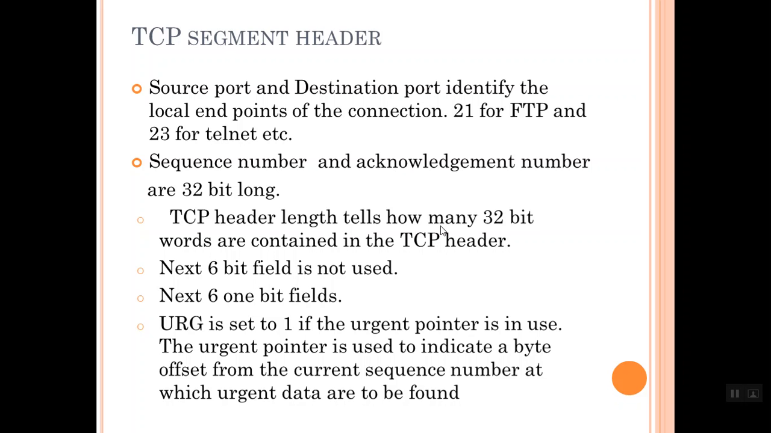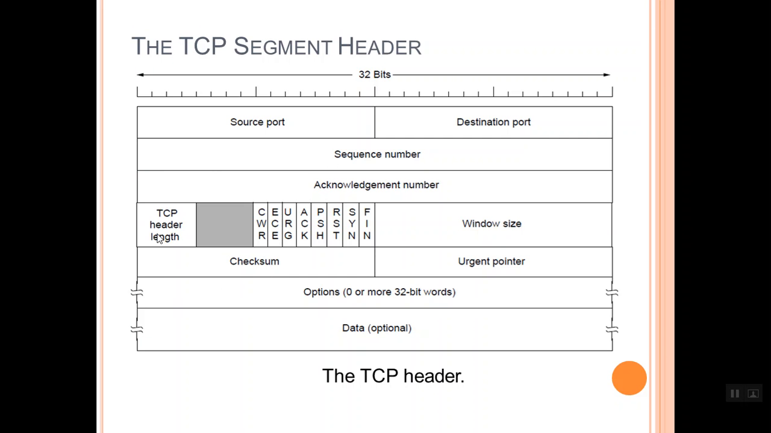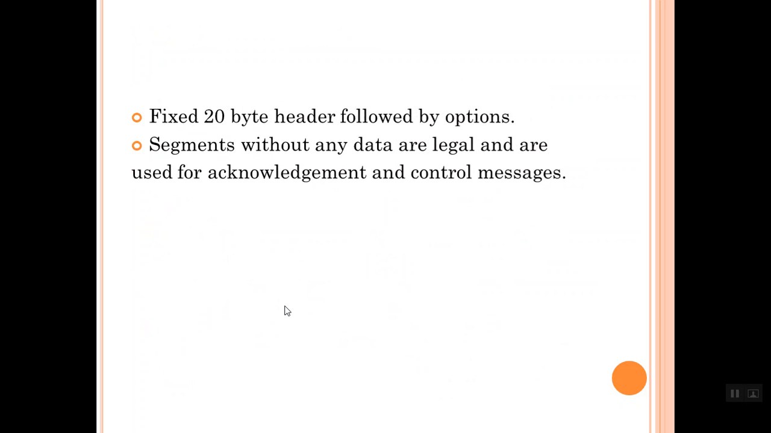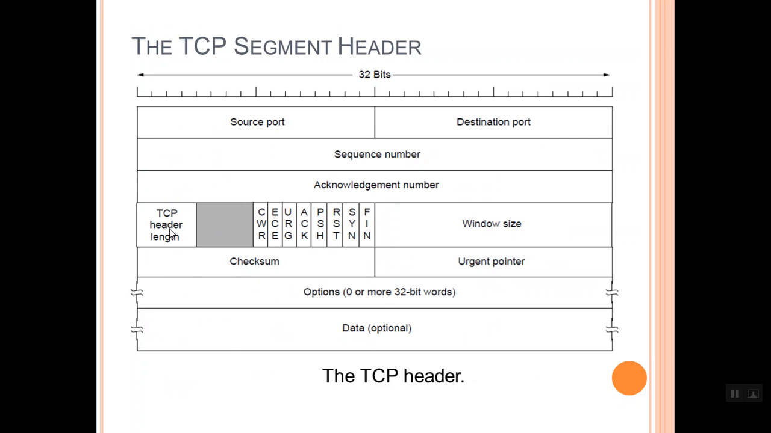The next field is the TCP header length. What is the TCP header length? That field specifies how many 32-bit words are contained in the TCP header. So the length of the TCP header is specified by the TCP header length field. It specifies the length of the header in 32-bit words, or 4-byte units.